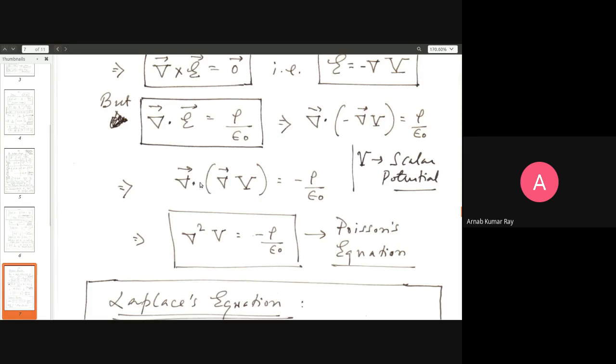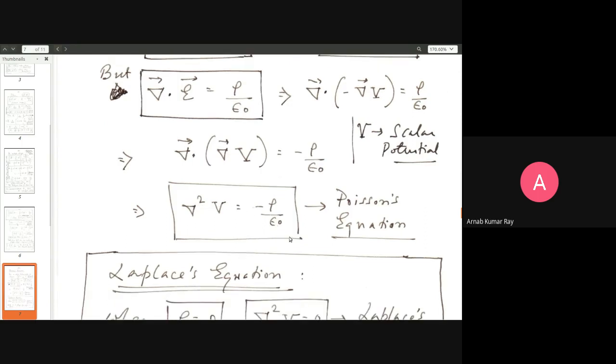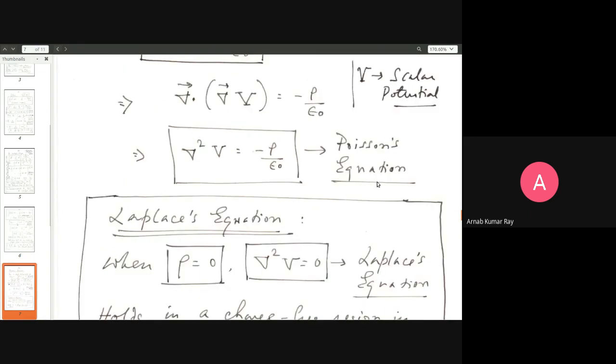All that you should do is to consider shifting the brackets a little. This will look like the divergence of the gradient of V, and del dot del will be equal to del squared. So this is the Laplacian operator. Del squared V is equal to minus rho by epsilon naught. This equation, del squared V is equal to minus rho by epsilon naught, is known as Poisson's equation.